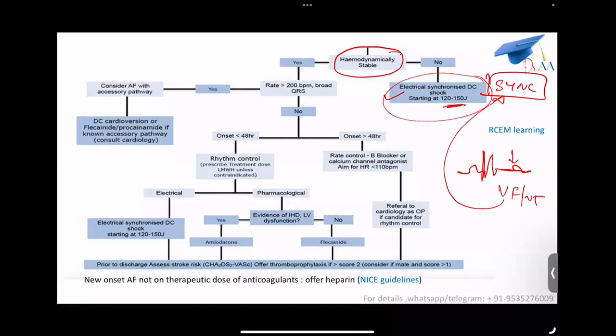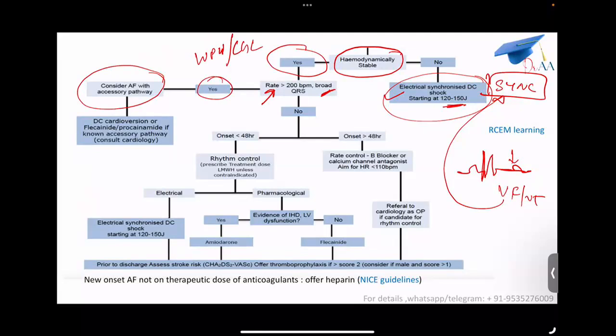So any AF who is hemodynamically unstable, sync shock. If they are hemodynamically stable and the heart rate is more than 200 beats per minute, and it is a broad complex, as we saw it can happen in WPW syndrome, then always suspect an accessory pathway like WPW or LGL. That's when you have different options. You can directly shock them or give flecainide or procainamide. This one we have already learned in our ECG class. We can give flecainide or procainamide.